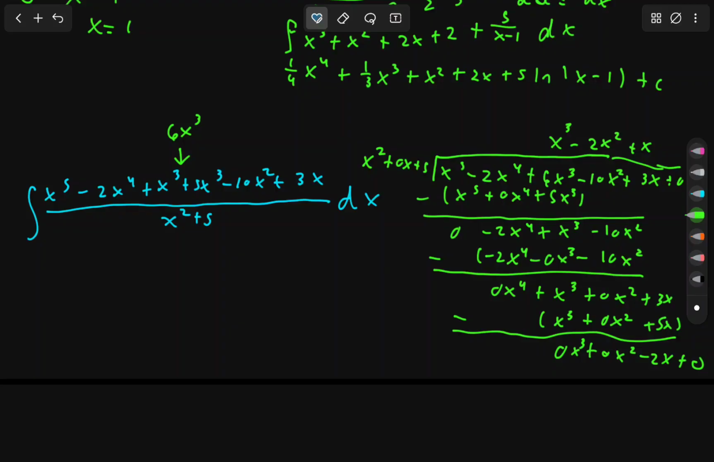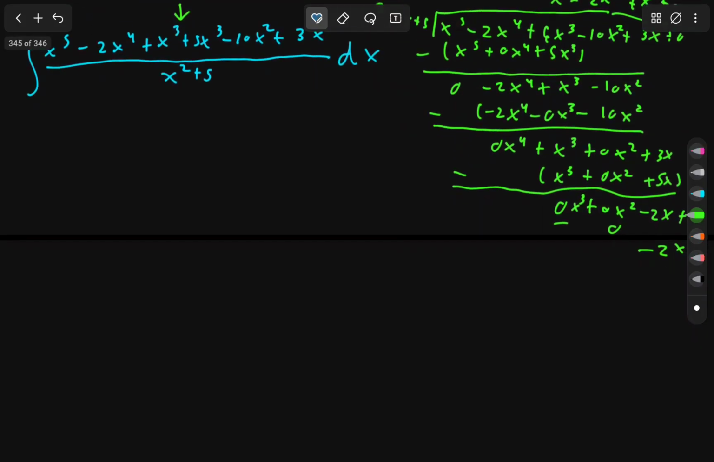So now we're left with just, in theory, x squareds. And we're now going to ask, what number do we have to multiply x squared plus 0x plus 5 by to get a 0x squared? And the answer is 0. So we're going to get 0, and we're just going to subtract everything by 0. So now we're left with just a negative 2x as our remainder.